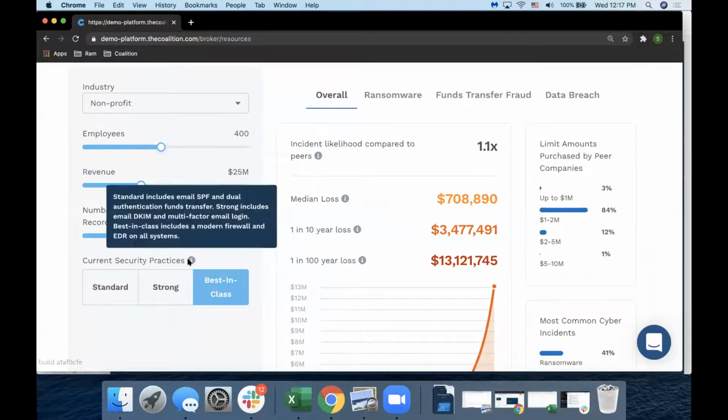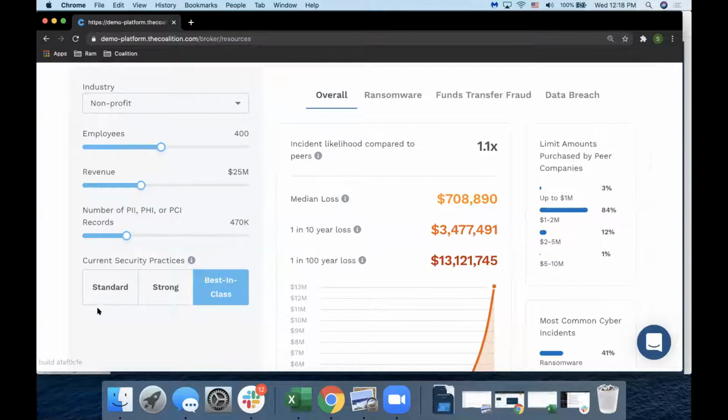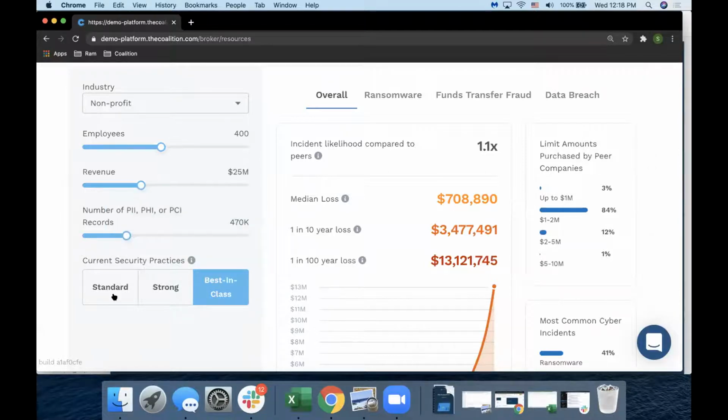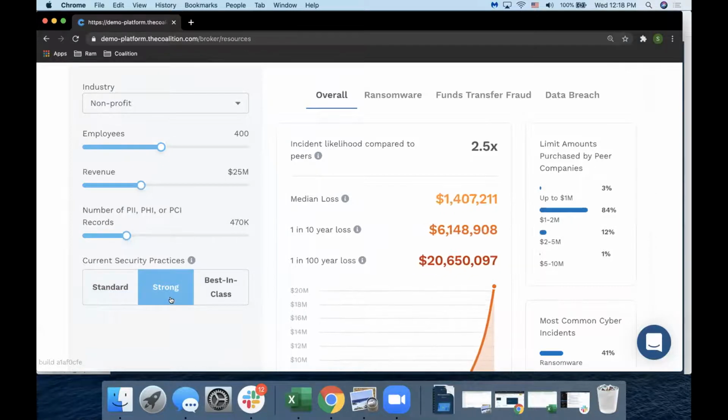I do want to highlight, if you hover over this information icon, you'll see that we highlight things like SPF, which is Sender Policy Framework, or dual authentication around funds transfer fraud. DKIM is DomainKeys Identified Mail. Jen will post an article that will describe some of these features for you, because we're going to talk a little more in detail about them when we talk about our Coalition risk assessment. These are indicators that we believe are indicative of a company that has best-in-class security. The endpoint detection and response is the EDR one. As you're talking to a company, particularly in a prospecting situation, you might stick with standard or the middle, which is strong, and move forward in that regard.